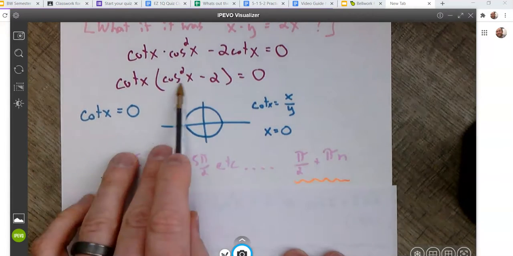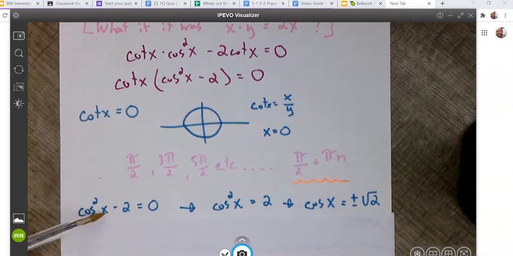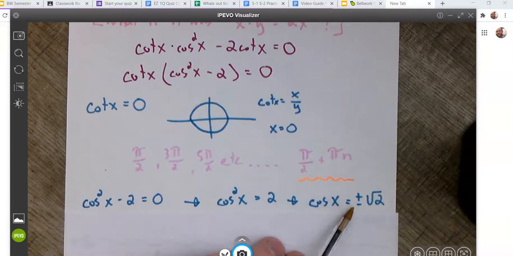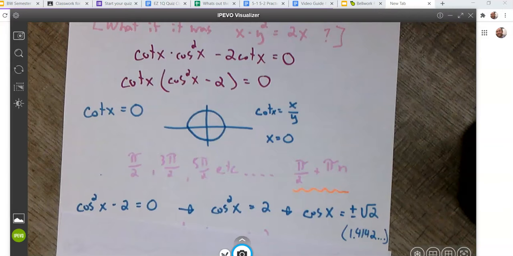Now let's go to the other part. Cosine squared x minus 2 equals 0. I will add 2 to the other side. I will take a square root, not forgetting the plus or minus square root of 2. Square root of 2's look pretty familiar for us, but thank you, bell work. If you did the bell work ahead of time like you were supposed to, the cosine is never equal to that. Cosine of x equal to square root of 2 would be square root of 2 over 1.